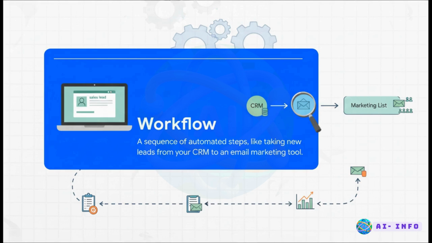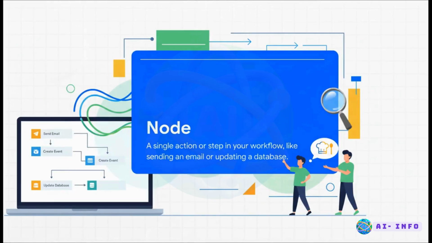All right, so if the workflow is the recipe, then the node is just one step in that recipe. It's a single action. Think of it like chop the onions, or in our case, send an email, or update a database. You just link these nodes together, one after another, to build out your entire workflow.